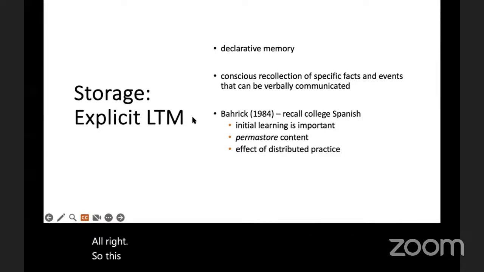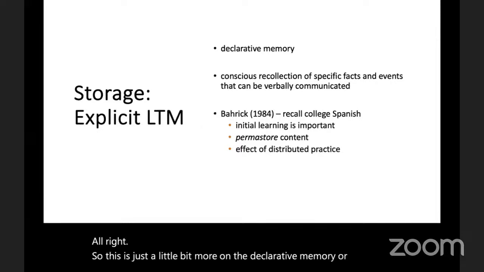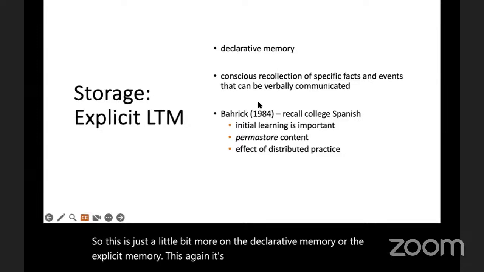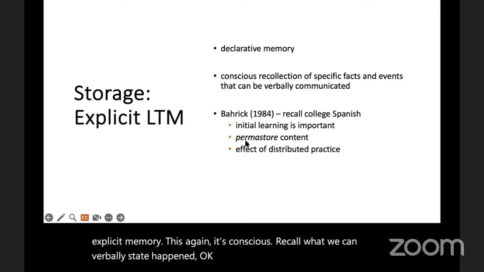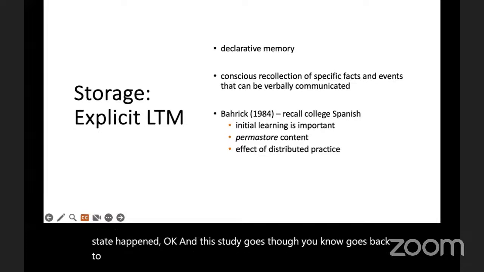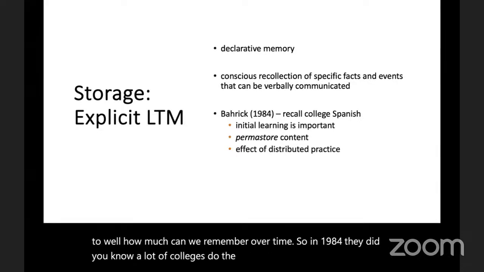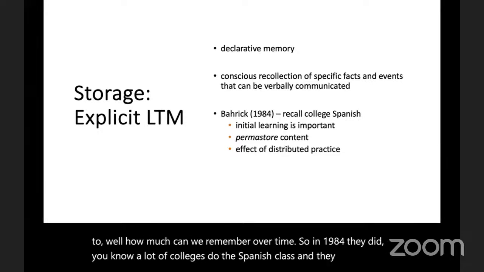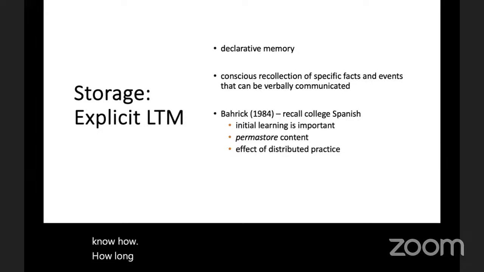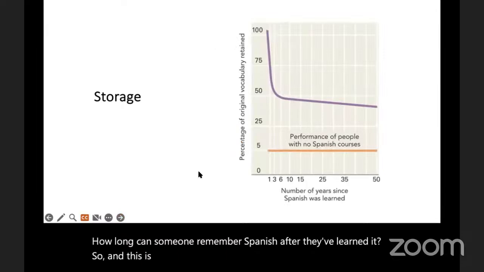So this is just a little bit more on the declarative or explicit memory. Again, it's conscious recall, what we can verbally state happened. This study goes back to the question: how much can we remember over time? In 1984, they studied Spanish classes, wanting to know how long someone can remember Spanish after they've learned it. This is what they found when it comes to explicit memory.